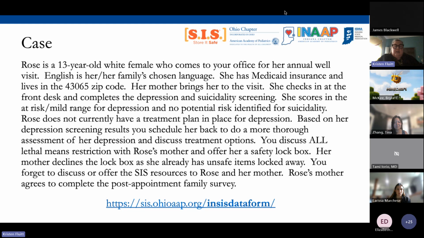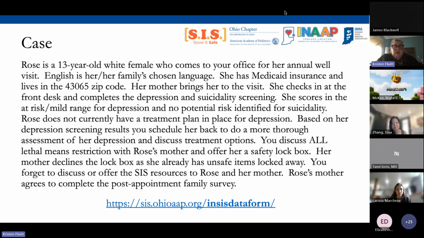She checks in at the front desk and completes the depression and suicidality screening. She scores in the at-risk mild range for depression, and no potential risk is identified for suicidality. Rose does not currently have a treatment plan in place for depression. Based on her depression screening results, you schedule her back to do a more thorough assessment of her depression and discuss treatment options.